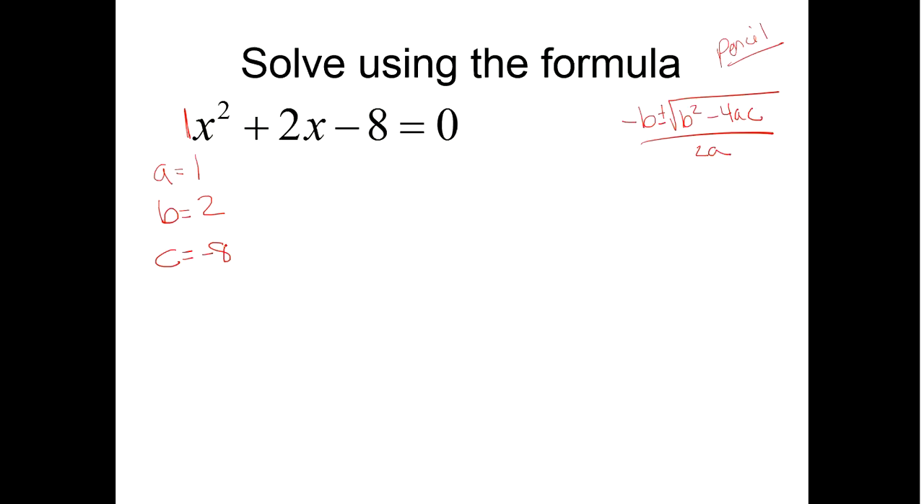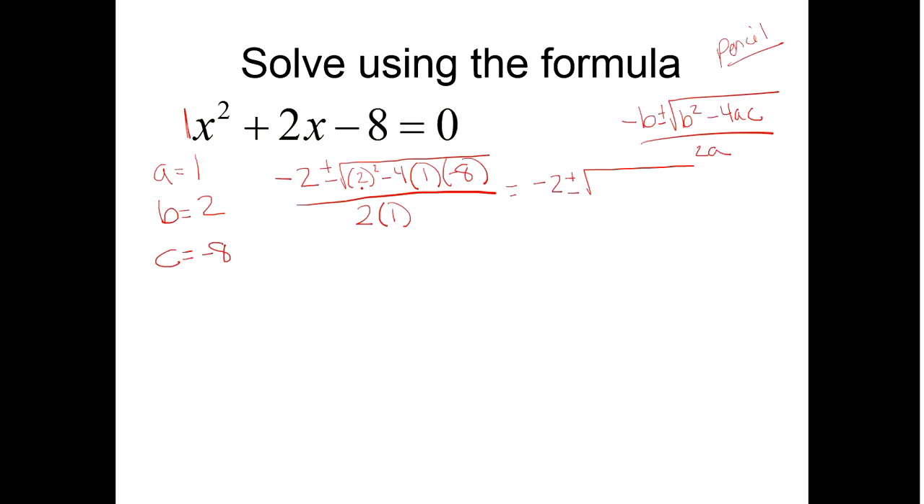Now, guys, all we need to do is plug it into our formula. So negative b, negative 2, plus or minus the square root of b squared. So that's 2 squared minus 4 times my a, which is 1, times my c, which is negative 8, divided by 2 times my a value, which is 1. Okay? Now let's go ahead and multiply this out here. So I get negative 2 plus or minus the square root.